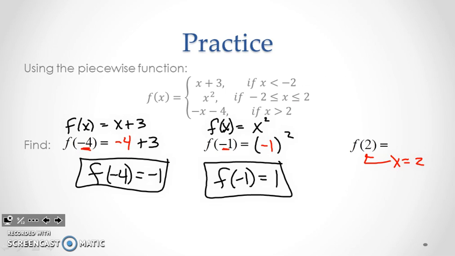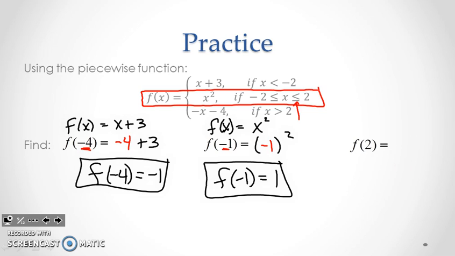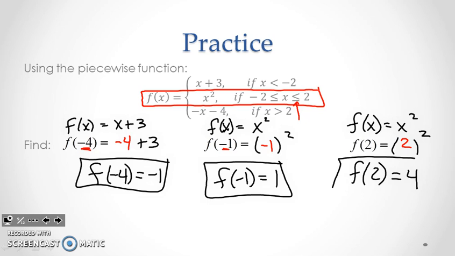So I'm going to have to use this middle one again, because I've got x equals 2. This is the one there that has the or equal to part. Okay, so I'm going to use that same one that I just used. It's f of x equals x squared. Okay, what goes in for the x there? Well, I've got a 2. So I'm going to have a 2 squared, which gives me f of 2 equals 4.